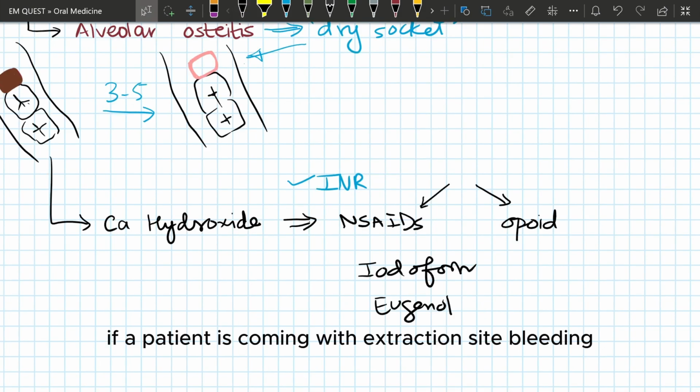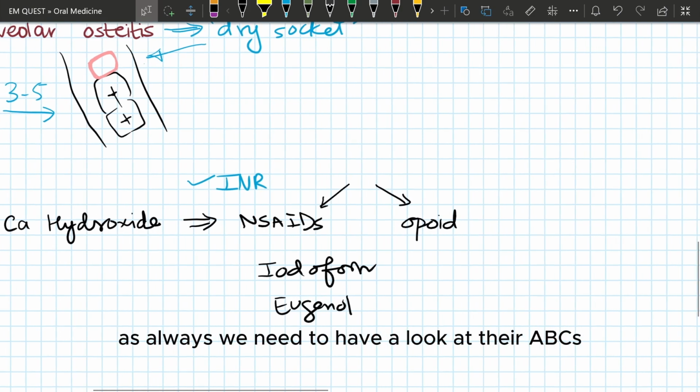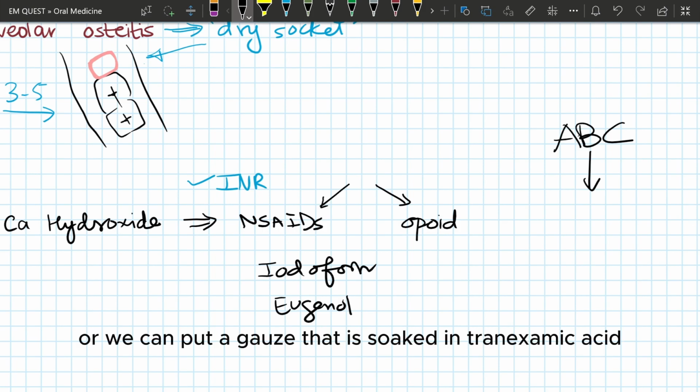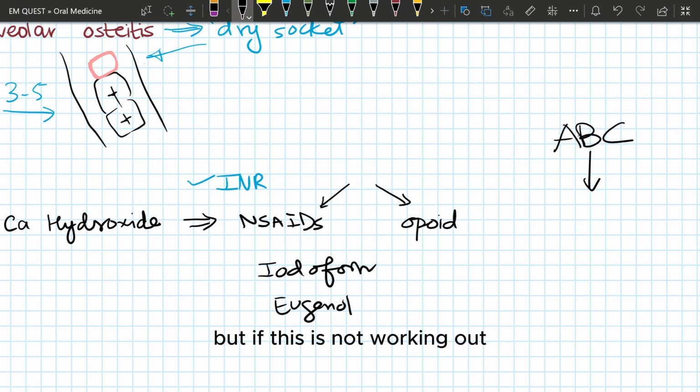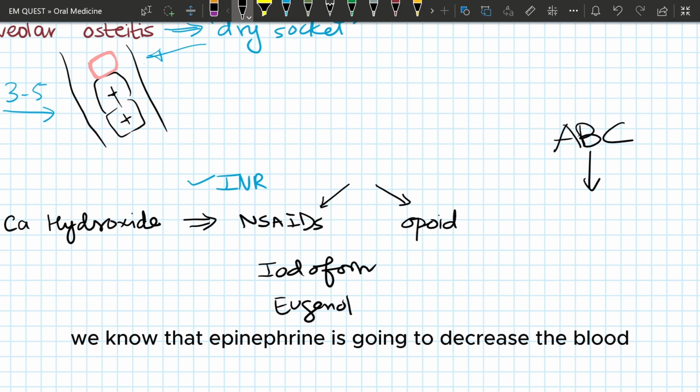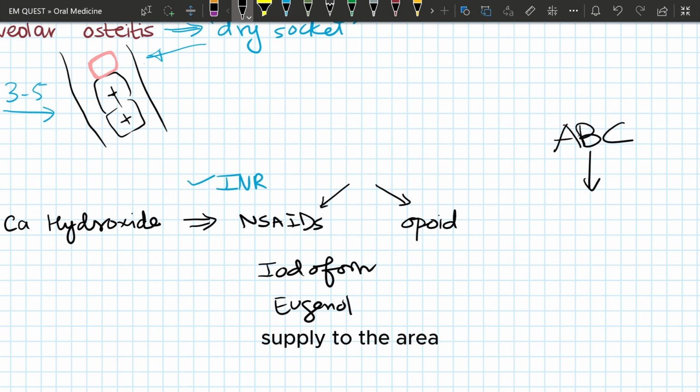If a patient is coming with extraction site bleeding, as always we need to have a look at their ABCs, followed by managing the bleed with direct pressure, or we can put a gauze that is soaked in tranexamic acid. But if this is not working out, then what we can do is perform a supraperiosteal nerve block using lidocaine and epinephrine. We know that epinephrine is going to decrease the blood supply to the area and hopefully should stop the bleeding.